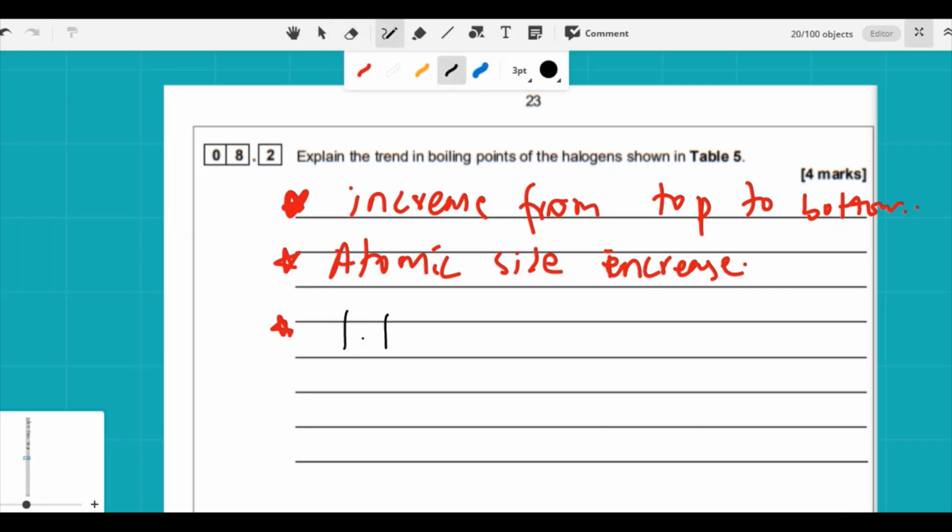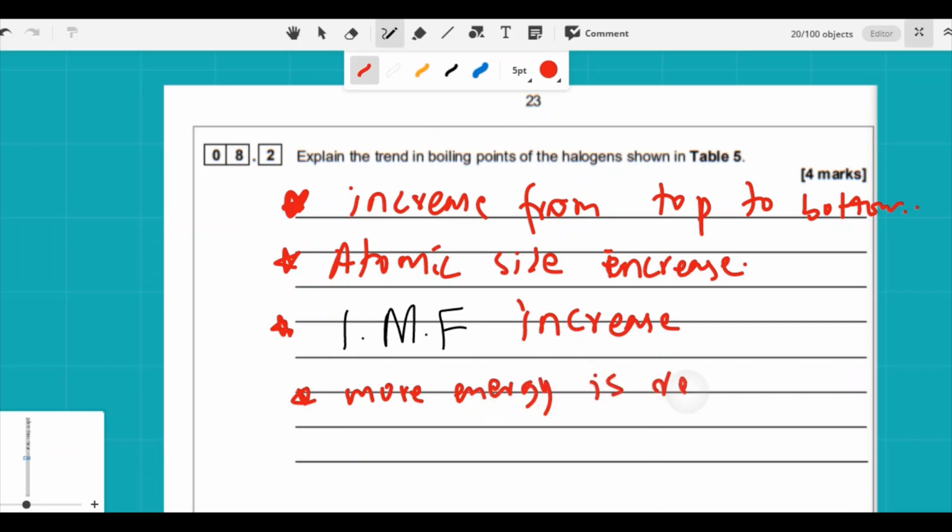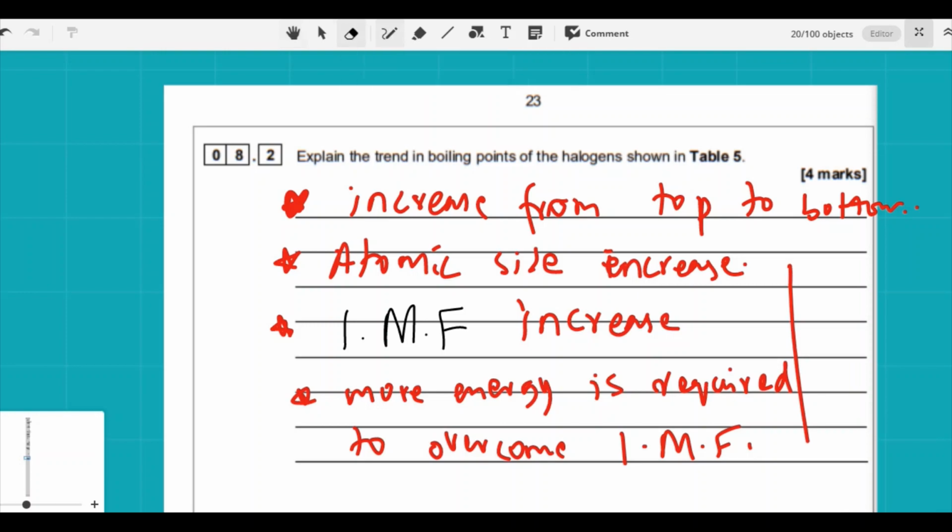So I am going to write intermolecular forces increases. Okay, so it means that when the intermolecular forces increase, more energy is required or needed to overcome the intermolecular forces. More energy is required to overcome intermolecular forces. Okay.